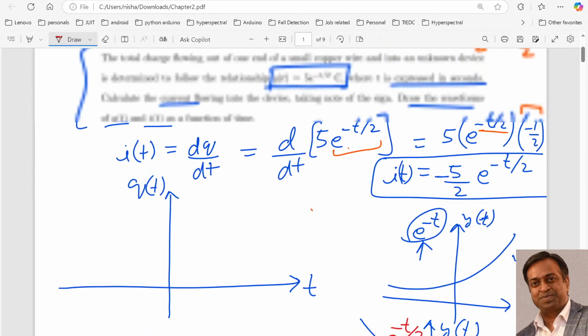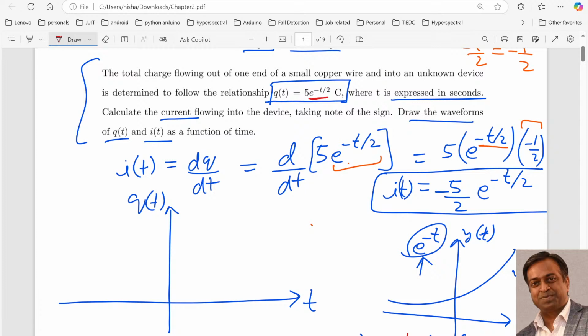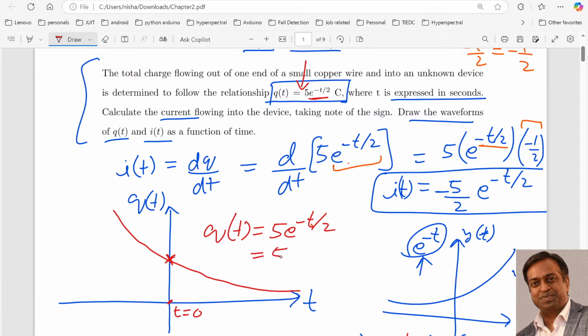So when we need to draw the graph of this q(t), which contains this e power minus t by 2, my graph will be simply this, right? And now over here I also need to put the value, then only my graph will be complete. At this location t is equal to 0. So I am going to substitute t equals 0 in this expression. We know q(t) is equal to 5 e power minus t by 2. So I will substitute t as 0, I will get e power 0, which is 1, so we get 5. So this is 5.